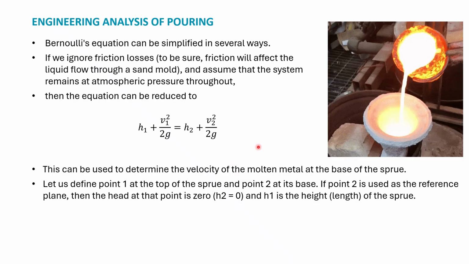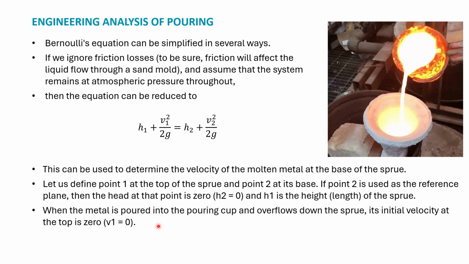So let us define point 1 at the top of the sprue and point 2 at its base. If point 2 is used as the reference plane, then the head at that point is equal to 0, so h2 is the bottom. H1 is going to be the height, which is the length of the sprue itself.